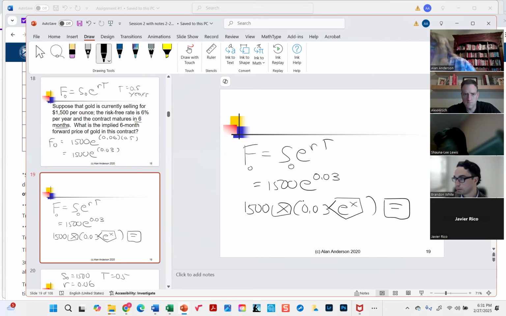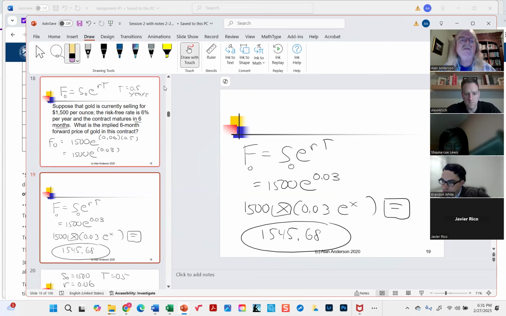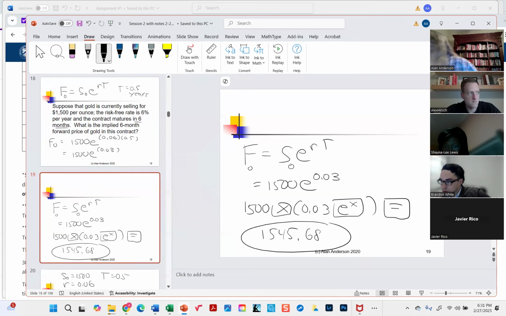And you should get 1545.68. All right, did that work? So in other words, what it's saying here is that the spot price is $1,500 an ounce. To take delivery in 6 months, the price will go up to 1545.68. Now, the way to think about that is that this is the cost of financing your position.